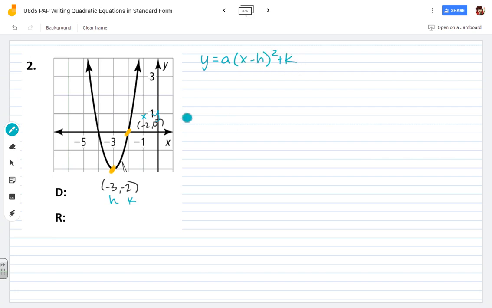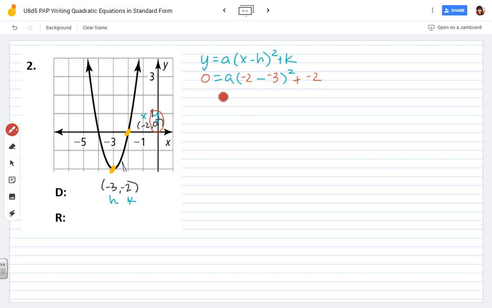Okay, let's go ahead and plug in everything except for what we don't know, which is quite a bit. I think we can plug in everything. And so y was 0. Again, there's the y, the 0, right? We got x. X is negative 2. H, negative 3. Plus the k, which is negative 2.